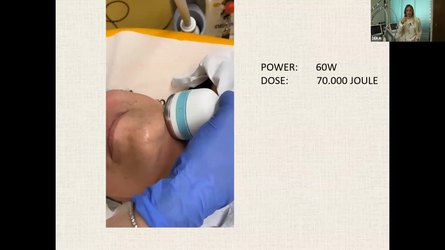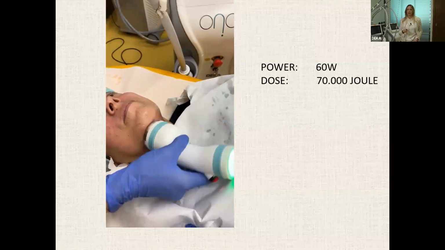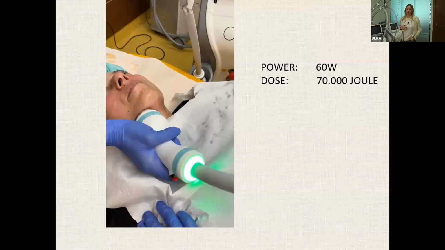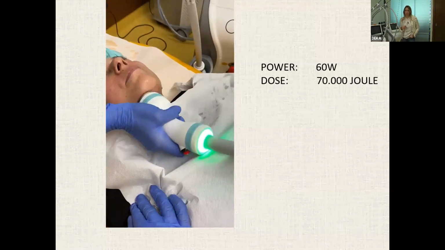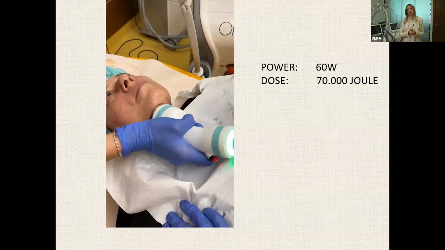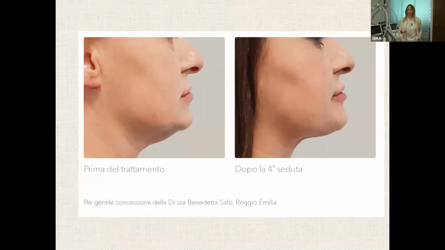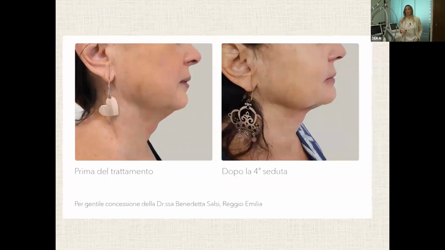The redness that you are seeing is due to the cooling system. I normally deliver these parameters: I use 70,000 joule dose and 60 watt power. It depends on the patient. If the patient can tolerate a little bit more, I can increase. This is the result after three treatments. After four treatments, because when the patient has less fat, I have to reduce the parameters, so even the results will be slower.